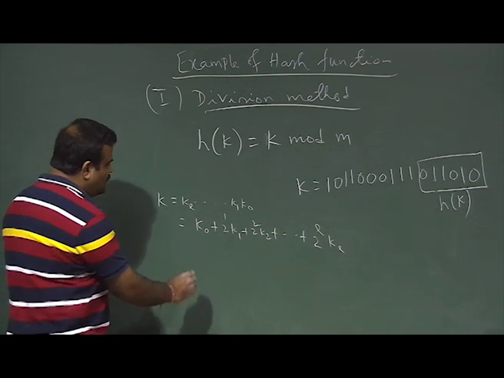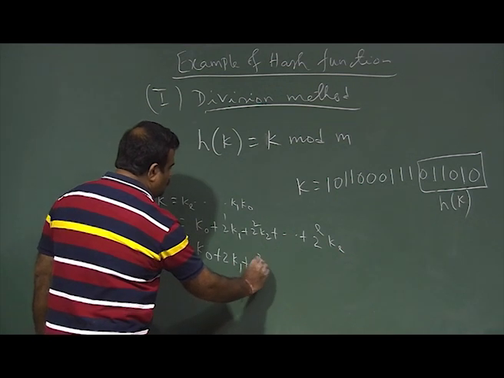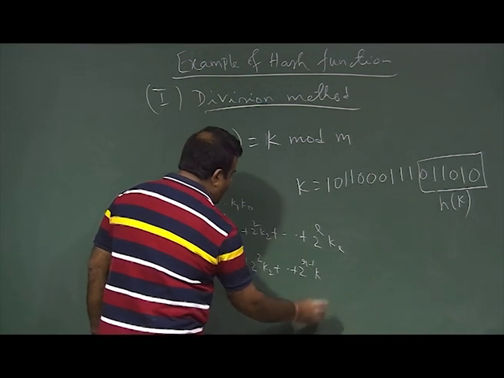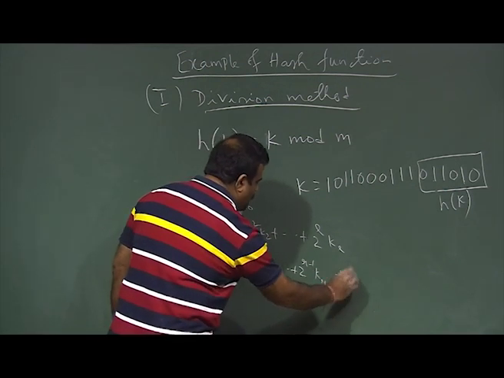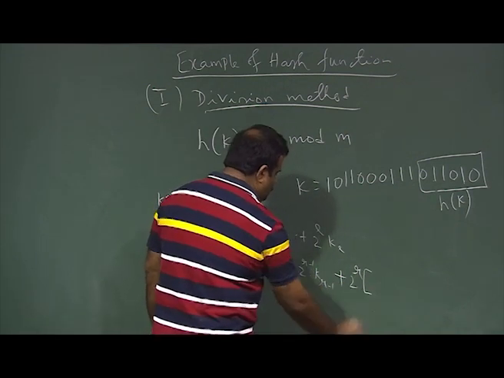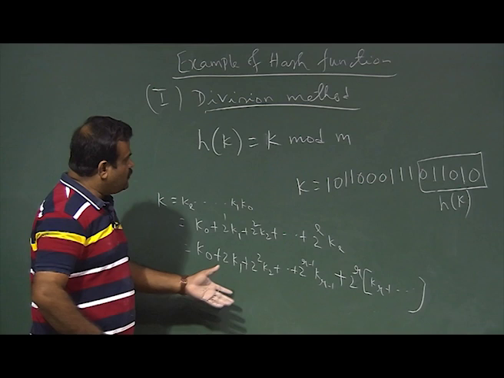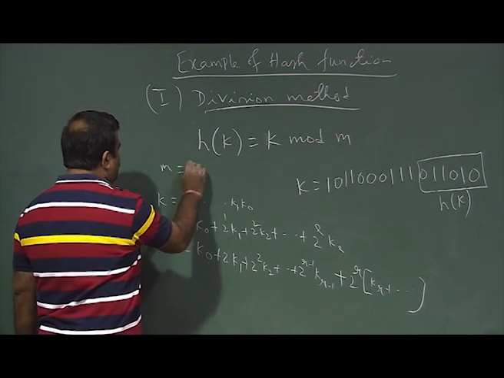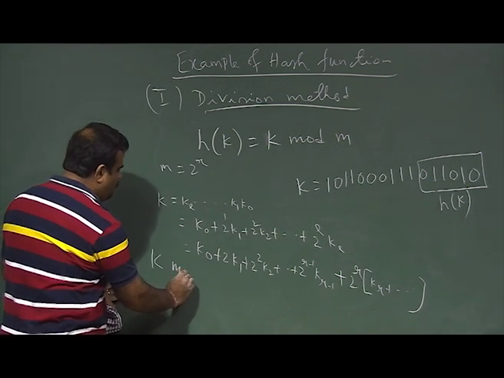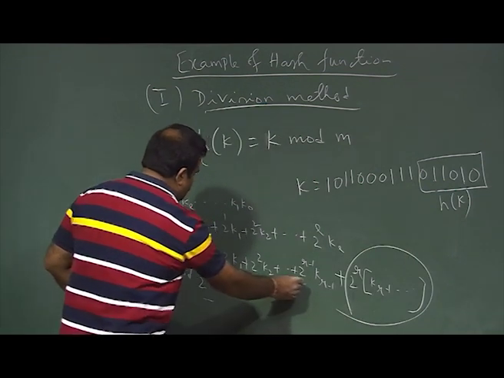Okay. So, now this can be written as k0 plus 2 k1 plus 2 square k2 plus 2 to the power r minus 1 k r minus 1 plus 2 to the power r, then we take the common here, then kr plus dot dot dot like this. Now, if our m is 2 to the power r, and we take this k mod 2 to the power r, then this portion will vanish and only these values will come.